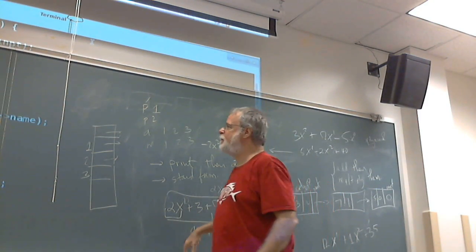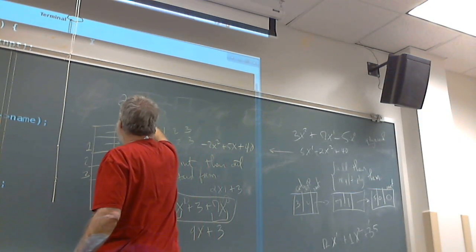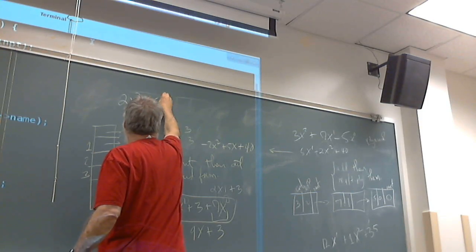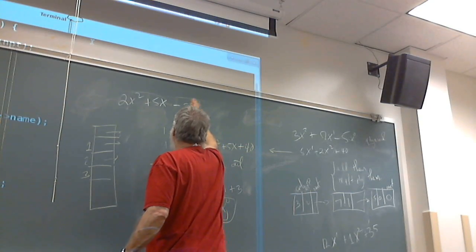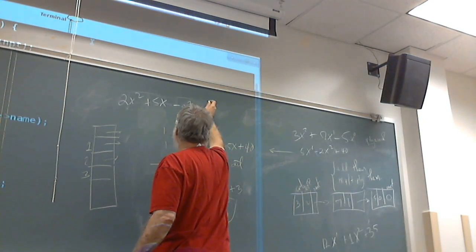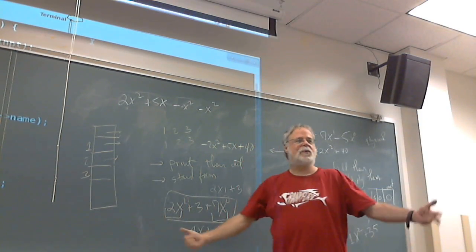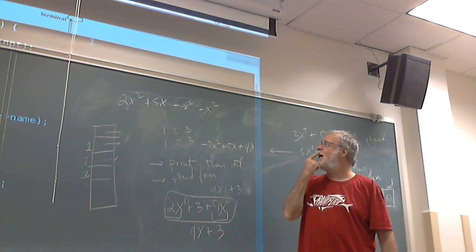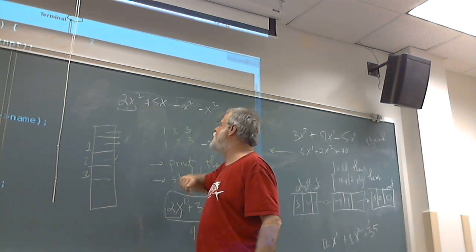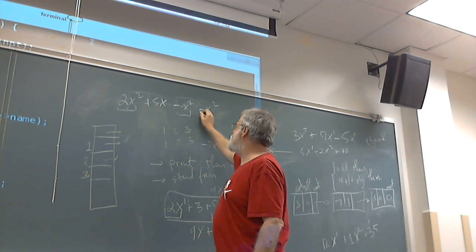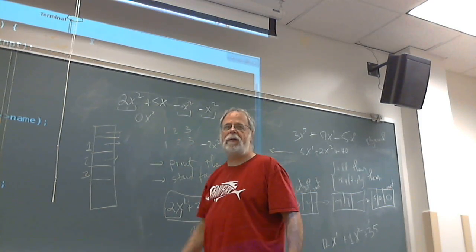Suppose they type this in. You can't trust users. Say they type in 2x squared plus 5x minus 2x squared. Or maybe they type in this, minus x squared minus x squared. You can't trust these lousy users. So the first term, that's fine, but I have a minus x squared here and a minus x squared, so altogether I'll have 0x squared.